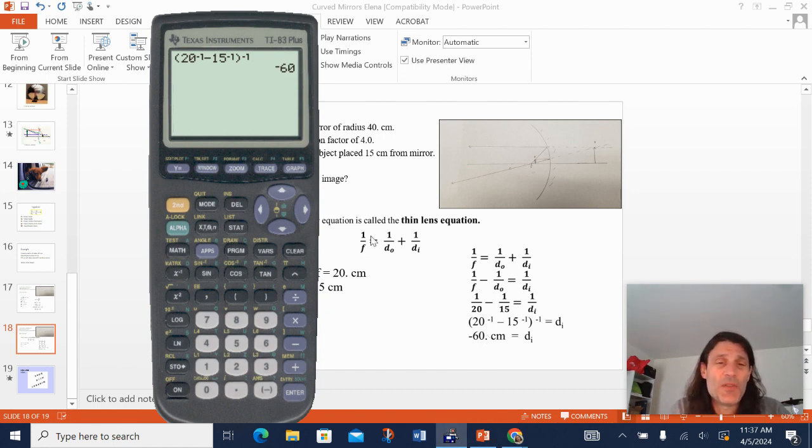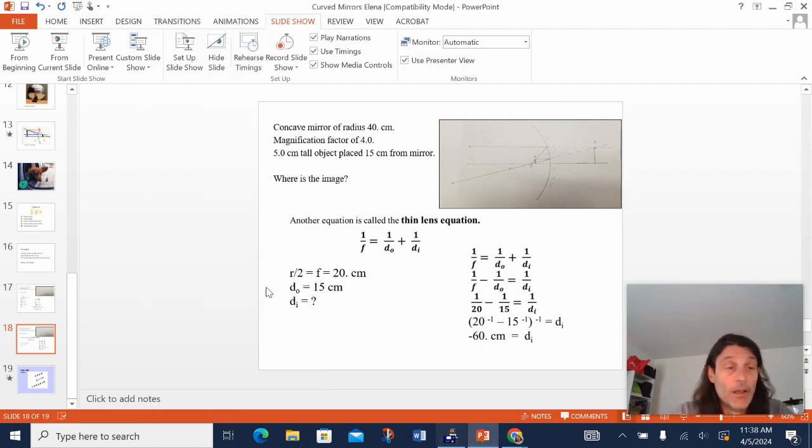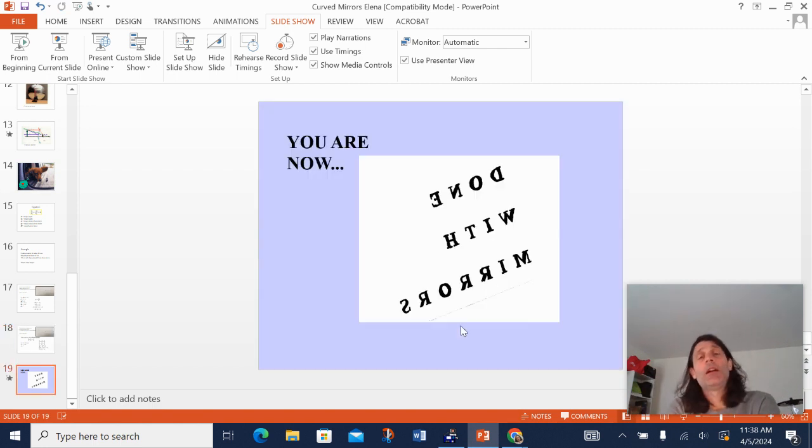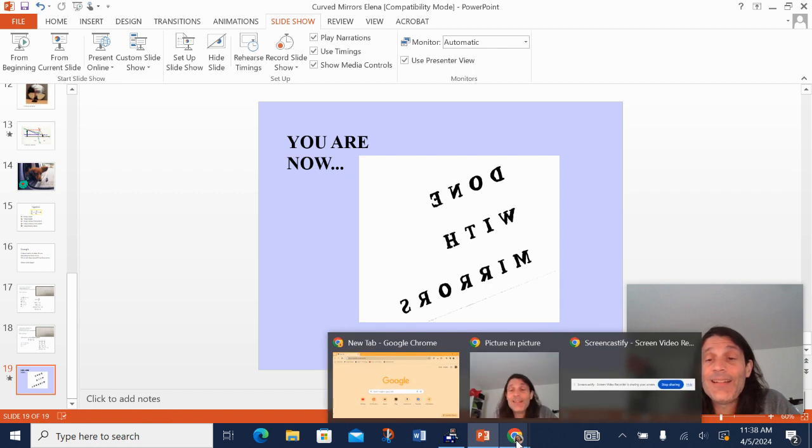mathematical procedure. So that equation looks scary. It really isn't. Once you have a magic box that has the ability to do the inverse buttons, you are done with mirrors. Just remember, 3 light rays: in parallel, out through F; in through F, out parallel; in and out through C. And then those two equations: the HIs over the HOs, the negative DIs over DOs, and the inverse of F is the same thing as the inverse of DO plus the inverse of the DI.